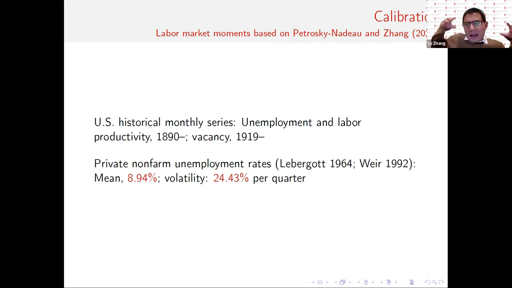Because in our model, we do not have a government sector. We really only have a private economy. So we're going to calibrate, we're going to try to match the private non-farm unemployment rate so that the average is close to 9%, and the volatility is 24.4% per quarter.